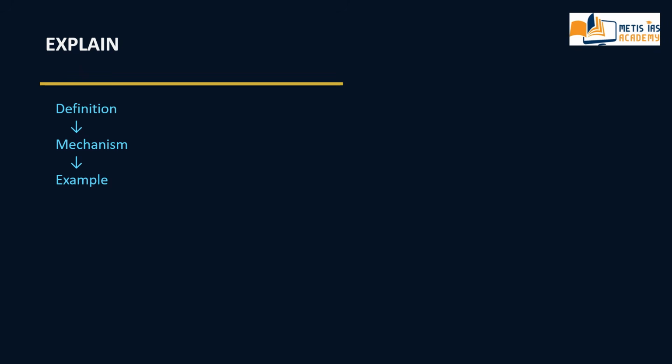How do we structure this answer? When you encounter an explain question, the answer structure should be like this. First write the definition, then the mechanism, then an example. This is the flow pattern, the structure of the answer you have to write in the examination when you encounter the explain directive word.